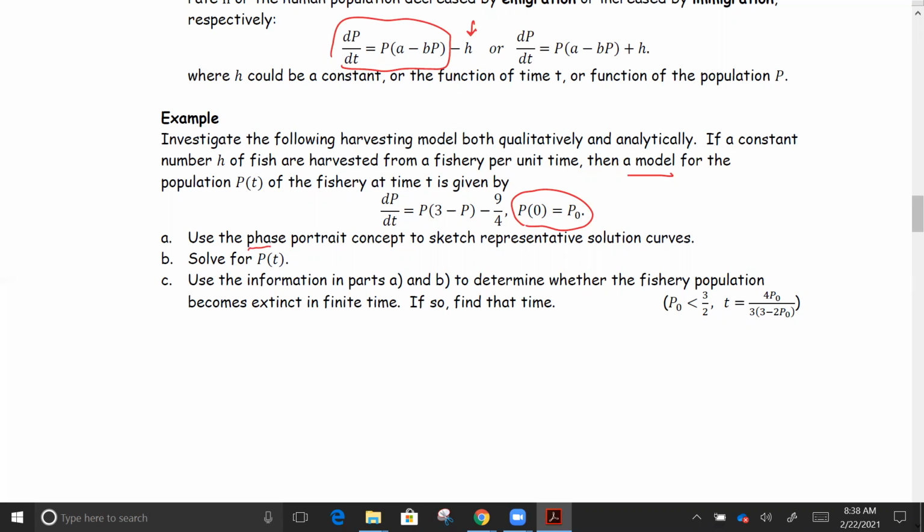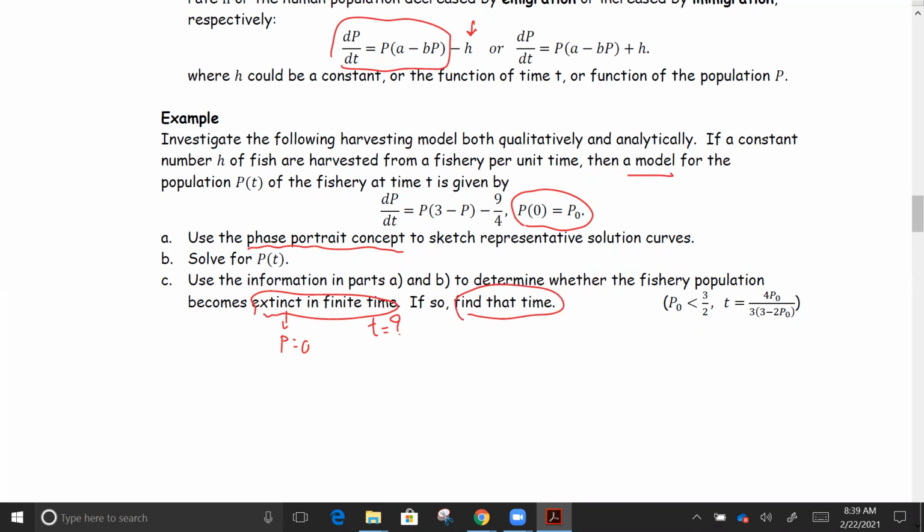So part A asks you to use the phase portrait concept to sketch the solution curve. And then in part B, we're going to solve. Solve means you use an appropriate technique, separable, linear, whatever works that you think is appropriate for this problem. And then part C, use information in part A and B to determine whether the fishery population becomes extinct in finite time. That means, would it be possible that the population goes to 0? So P equals 0 in finite time. Can you find that time? Can you tell exactly what that time is? If you can tell, what would that be?